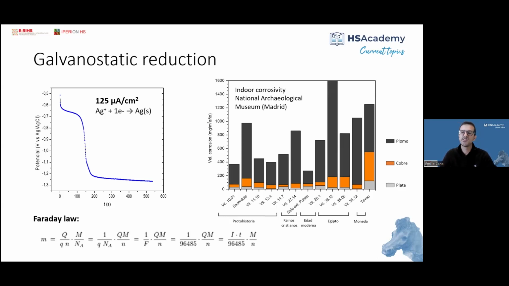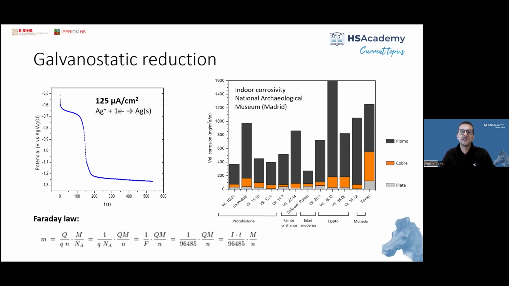We have used that, for instance, and it is the example I am showing on the right, to measure the very thin corrosion layers that are formed on different metal samples that were exposed within a museum environment. This is an example of a work we did with the National Archaeological Museum in Madrid, in which we exposed lead, silver, and copper. Sorry, I'm just realizing that the labels are in Spanish. Plomo, lead; cobre, copper; and silver, plata.